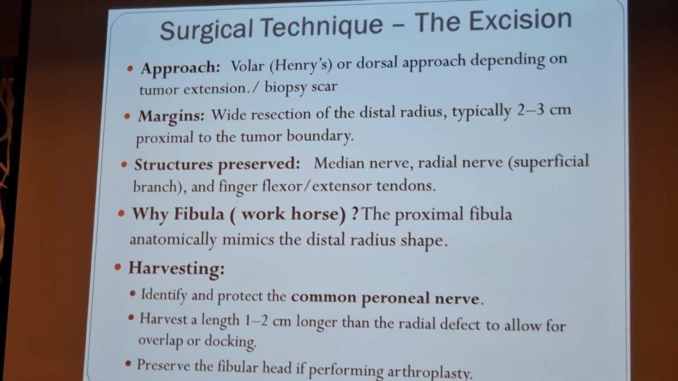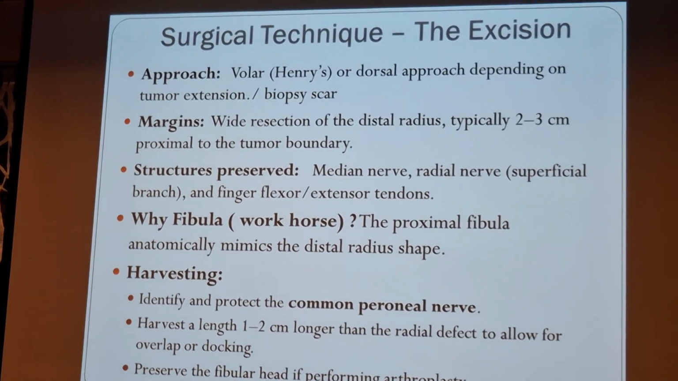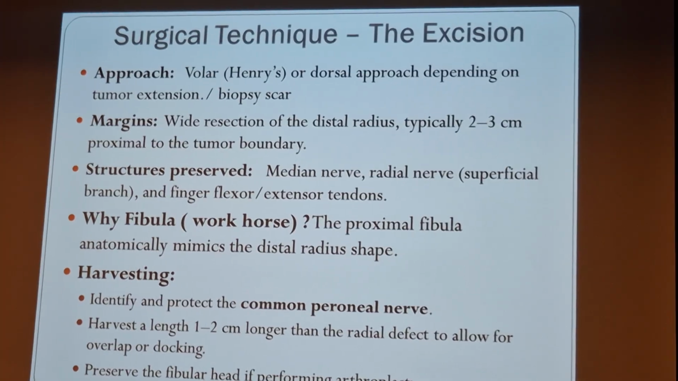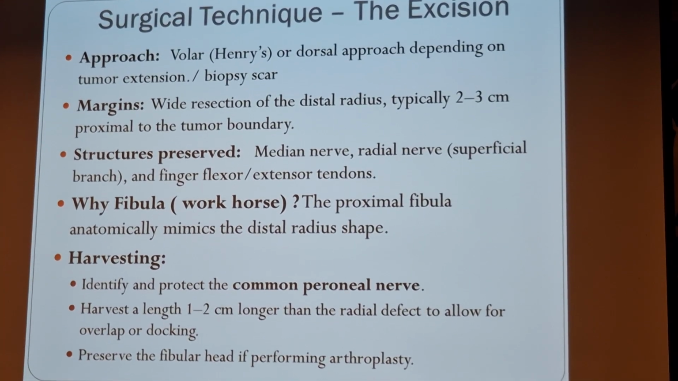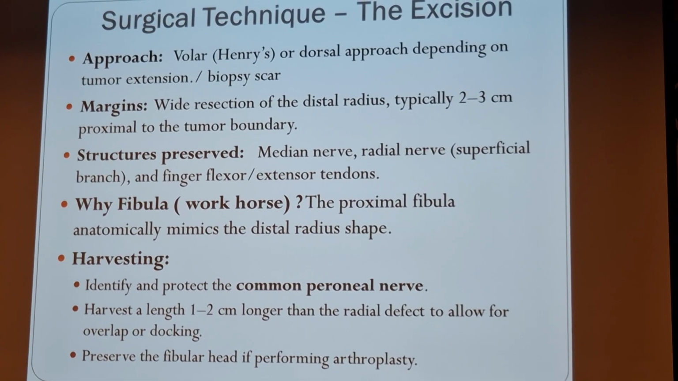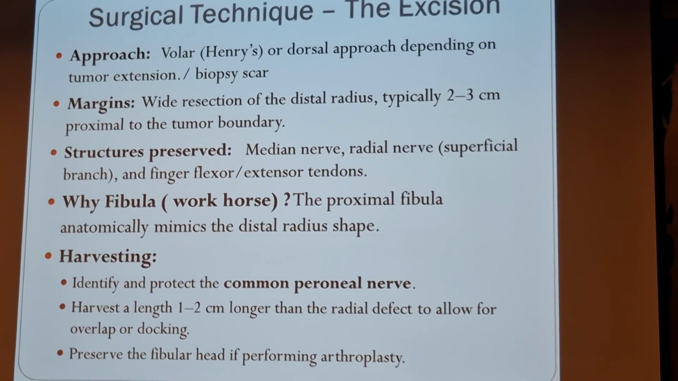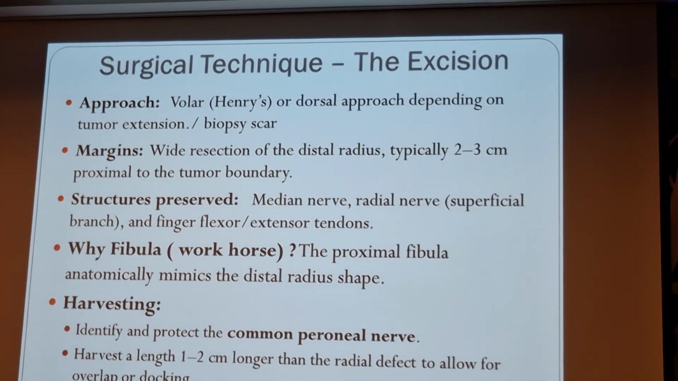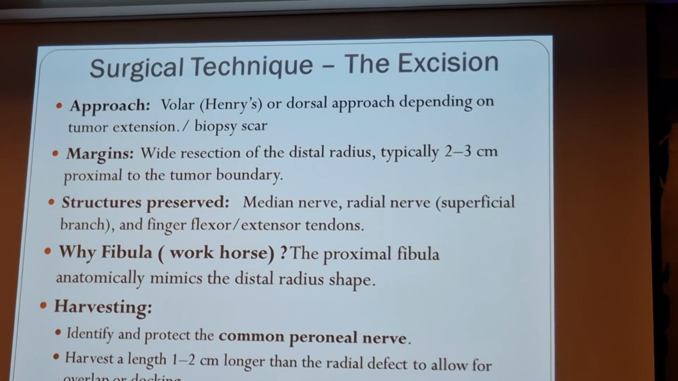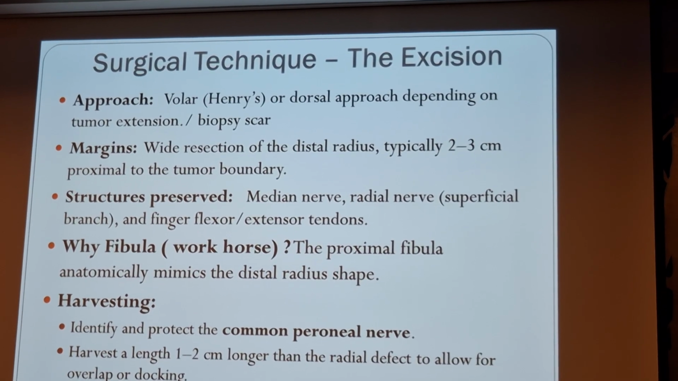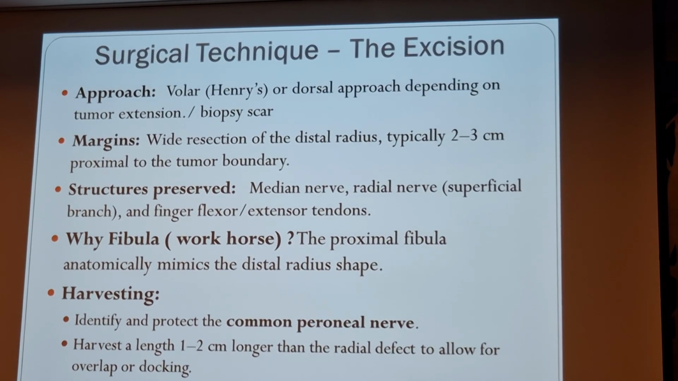The approach is either volar or dorsal, depending upon the tumor extension or biopsy scar. Wide resection of the distal radius, typically 2 to 3 cm or even more proximal to the tumor boundary, should be done. The ulna should be preserved. The proximal fibula anatomically mimics the distal radius shape, and therefore it is most ideal for replacing the radius.